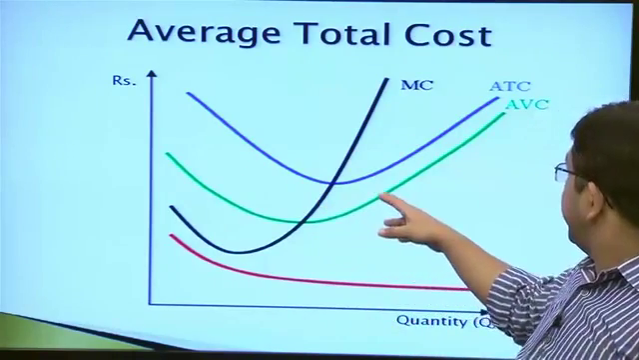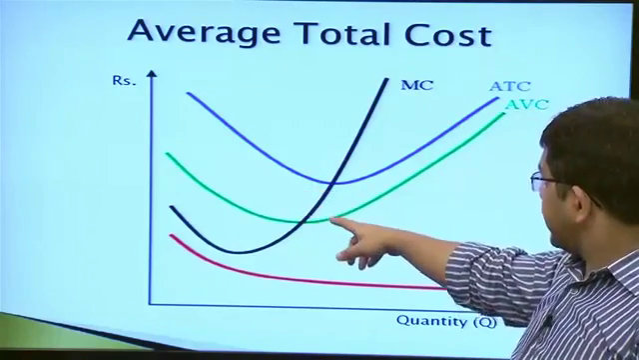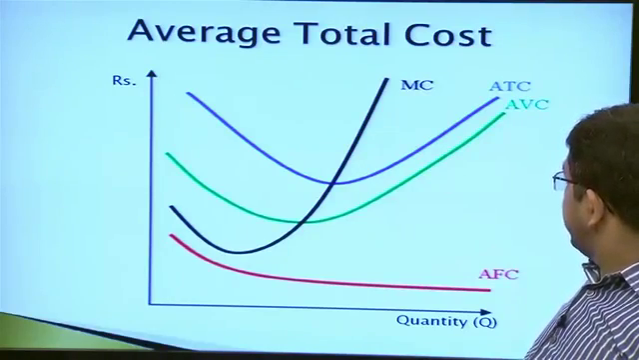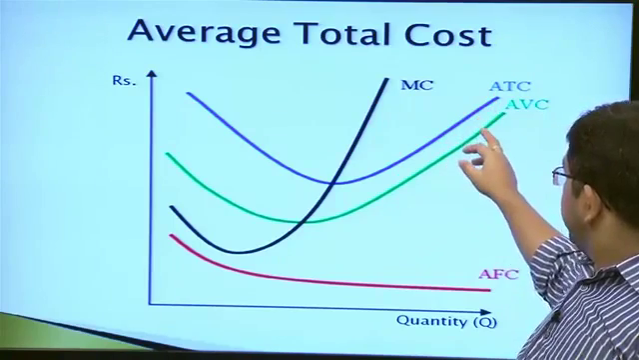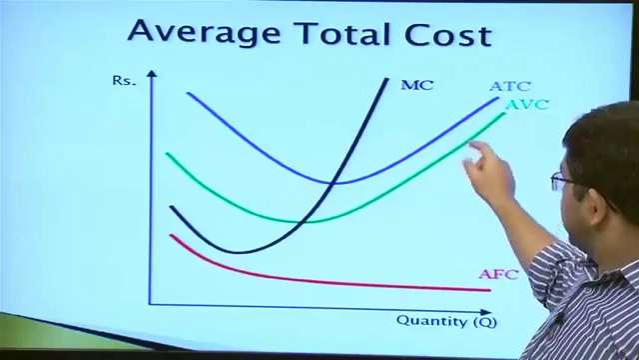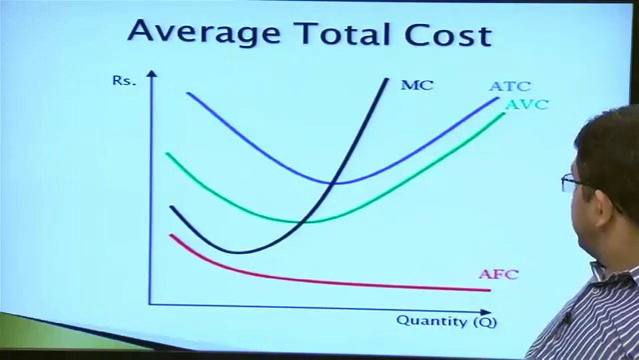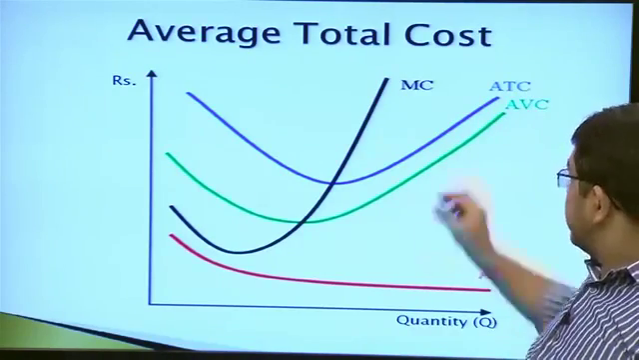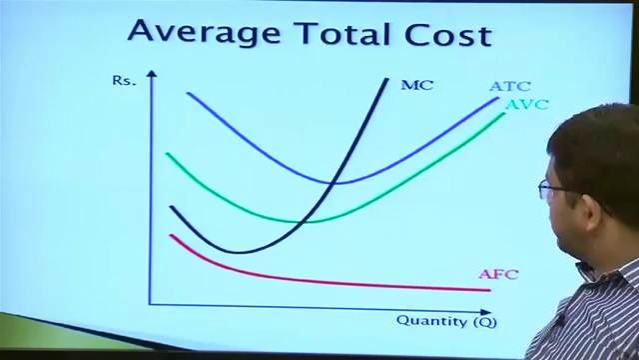On the other side, your total variable cost is basically an inverted U shape, and you will see that the difference between average total cost and average variable cost is equivalent to the average fixed cost. So, this difference goes down as the two approach each other on the higher side of the quantity, because your average fixed cost goes down.